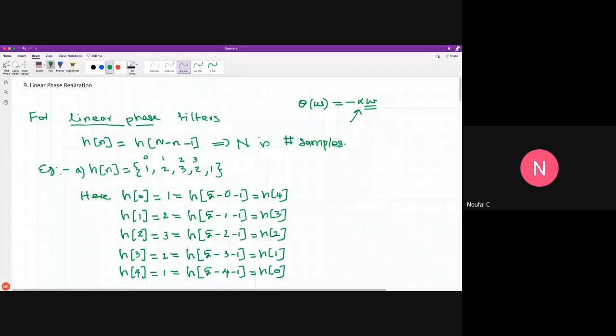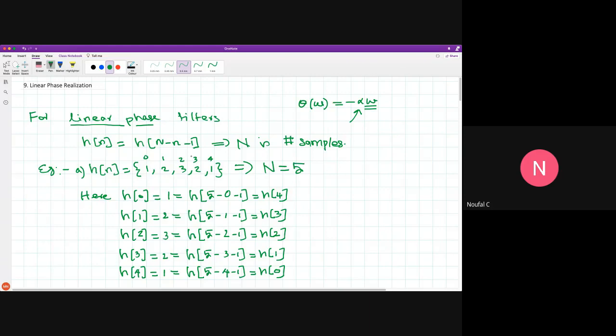Okay, these are the indices of the impulse response h of n. The values are 1, 2, 3, 2, 1. So h of 0 is actually 1. Now if you are finding h of N minus n minus 1, here the value of capital N is 5, because we have 5 samples in the impulse response or the signal h of n.